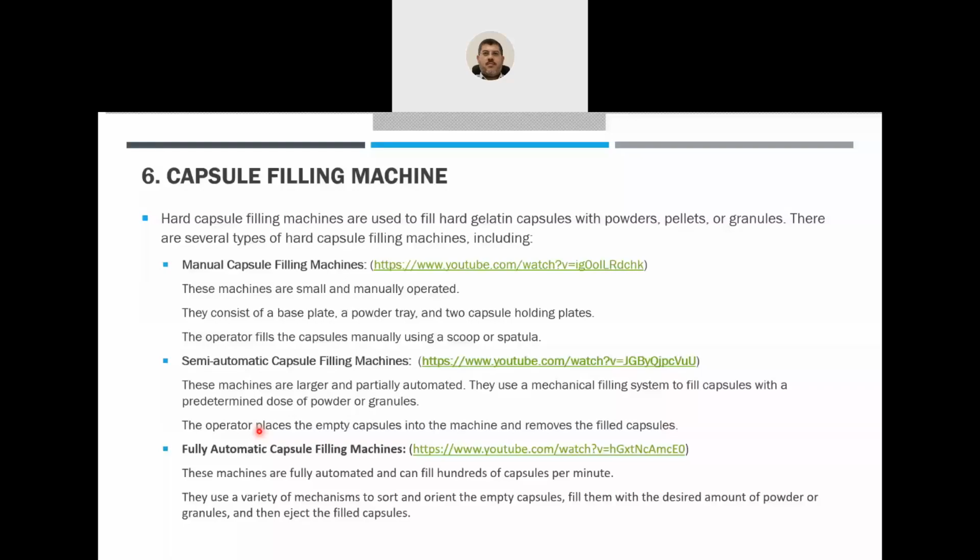Okay, fully automated capsule filling machines, nothing will be done manually. You just fill the feeder with the capsules closed, and then the machine will open them, fill them, close them again, and eject them. You just collect them in a barrel. So these machines are fully automated and can fill hundreds of capsules per minute. They use a variety of mechanisms to sort and orient the empty capsules, fill them with the desired amount of powder or granules, and then eject the filled capsules.